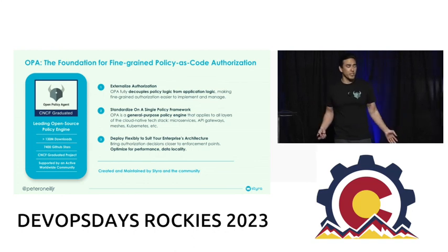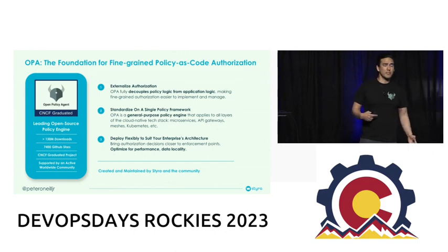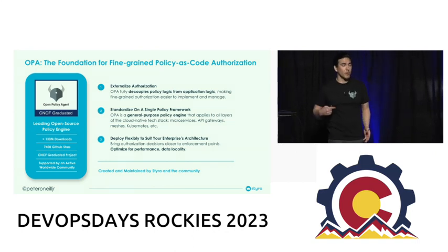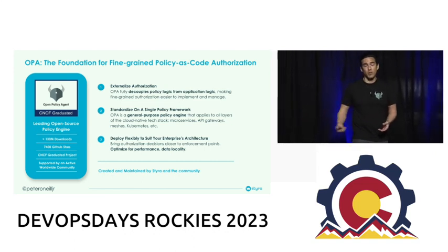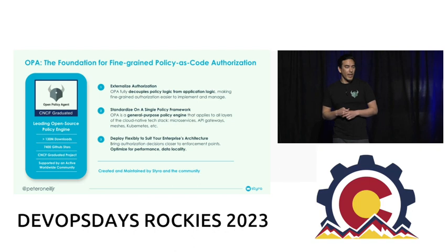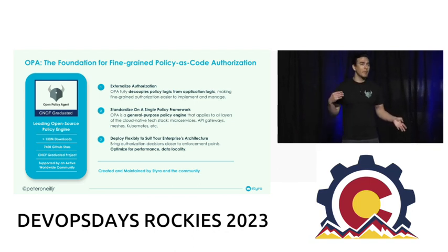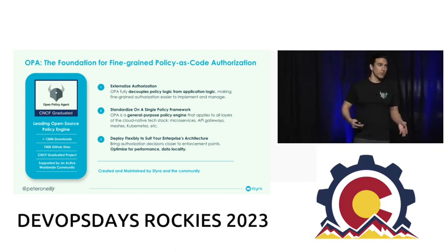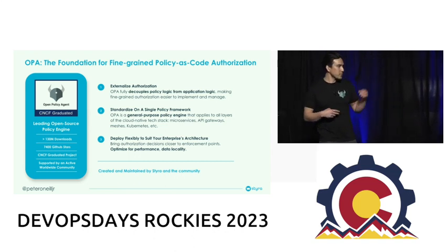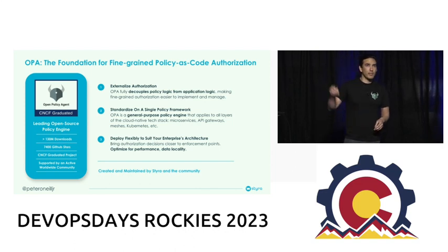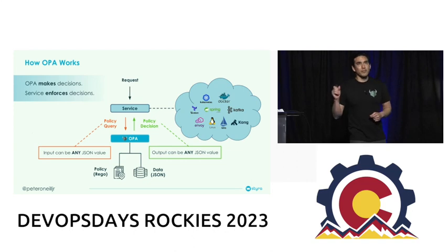it is a graduated project, which essentially means that it has the adoption from the community. It's not just my company that's contributing to this project. We have a number of other companies that are helping out and working on the technology and making it a viable open source tool for anyone who wants to do decoupled policy authorization. And so very popular, tons of downloads, tons of GitHub stars. We're very active in the Slack community. So if you do want to check it out, you can come and say hi to me in the Slack community. And so a little bit about how it works.